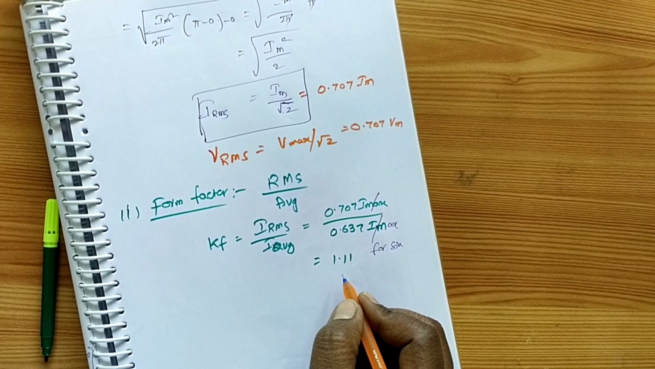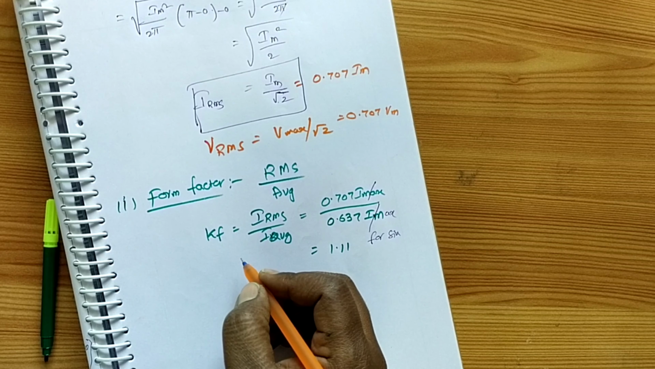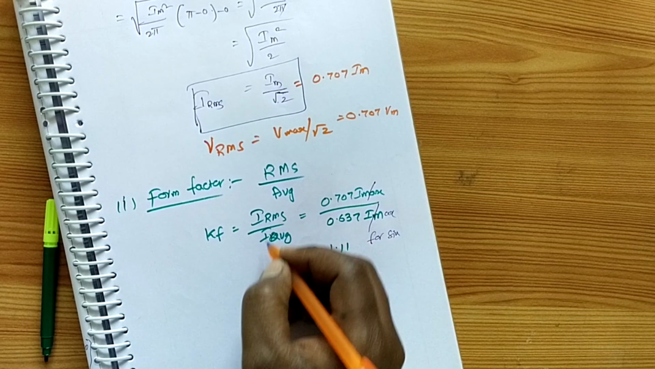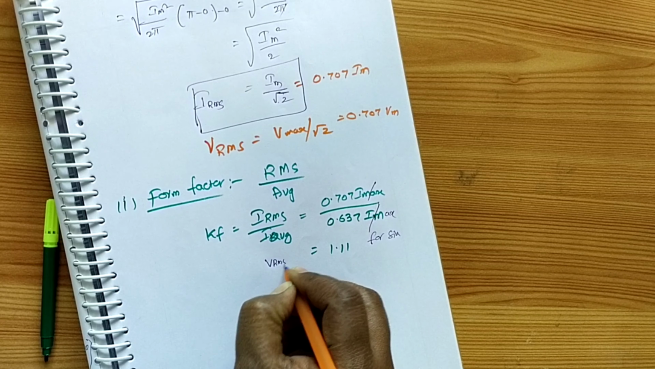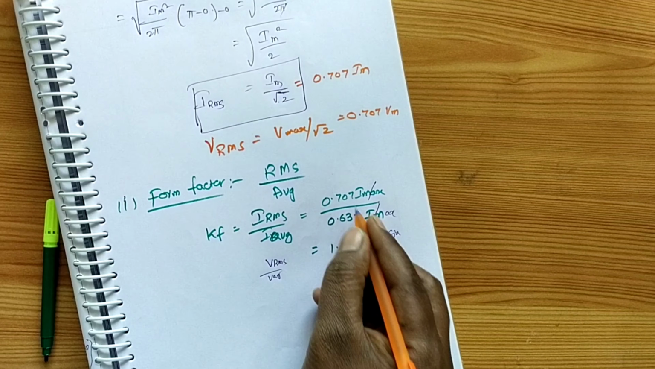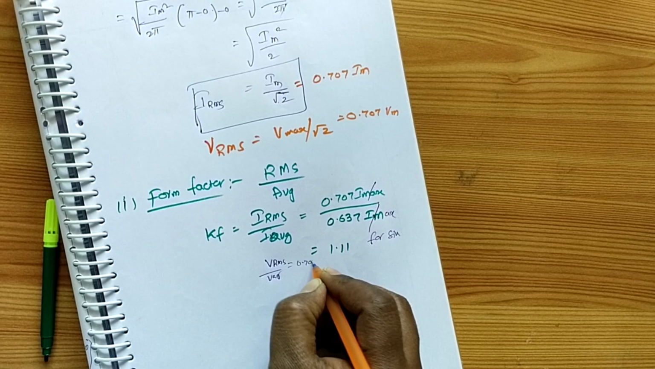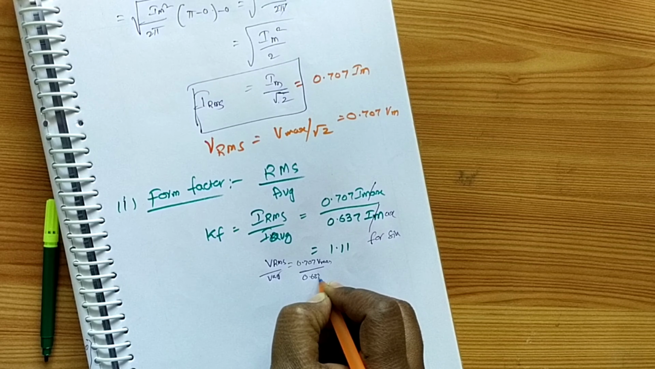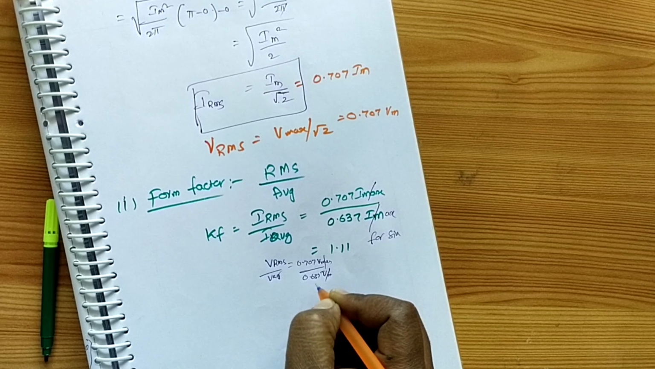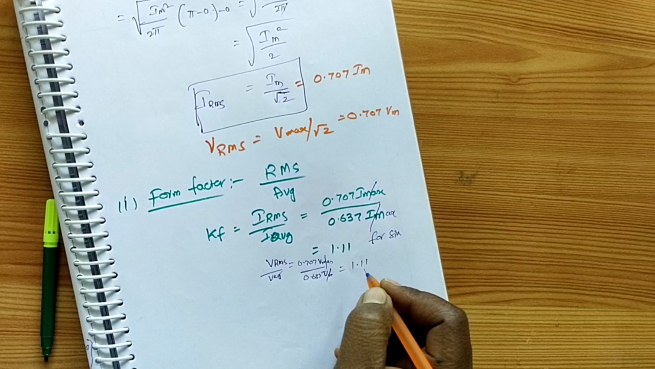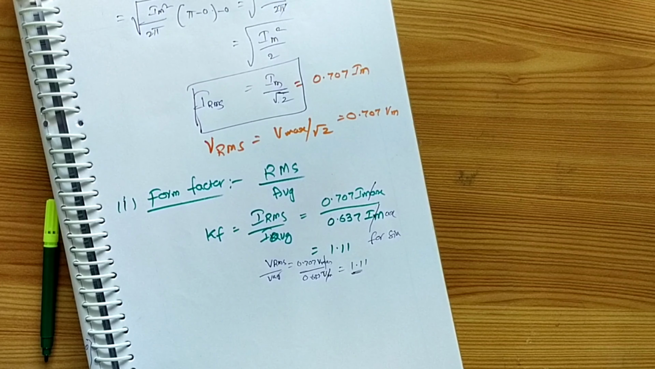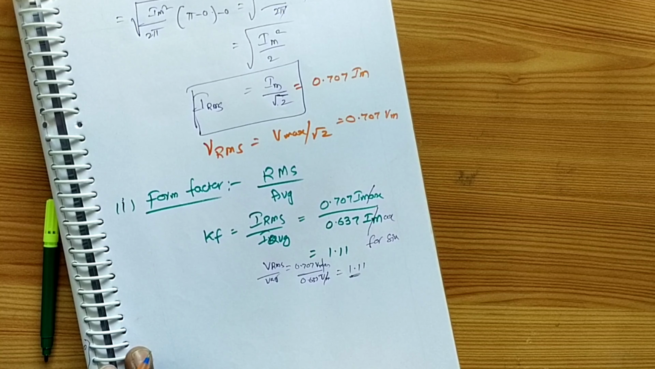Similarly, form factor can be VRMS also. We can consider VRMS by V average. Same value, that is 0.707 Vmax by 0.637 Vmax, Vmax gets cancelled, then again it will come 1.11. For all sinusoidal voltages, the form factor will be 1.11 only. That we have to remember.